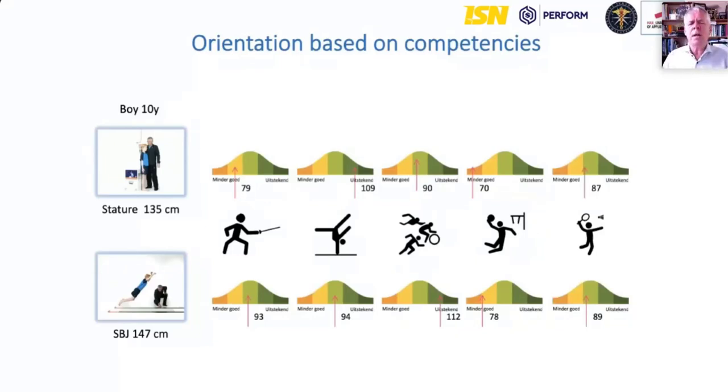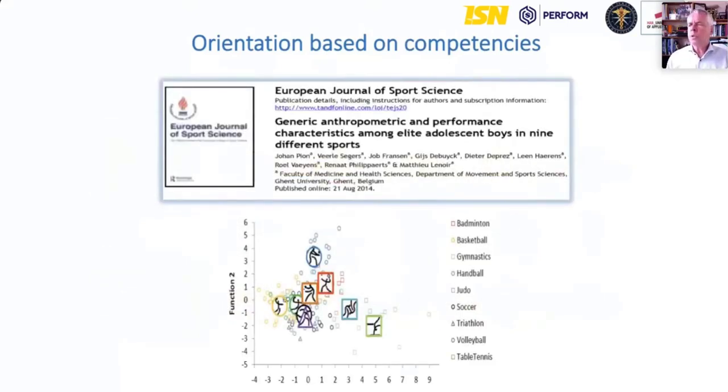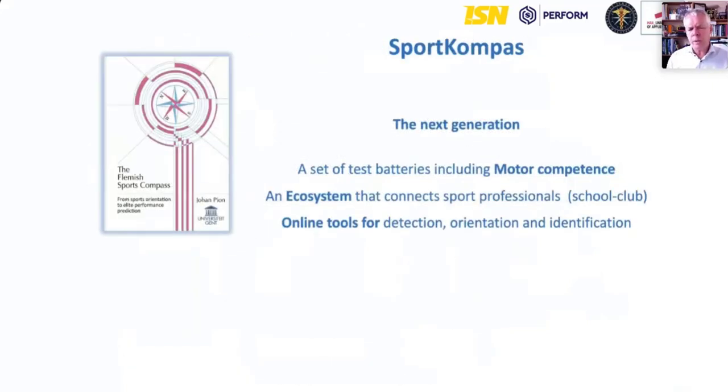This gives us an idea of profiling the children, and we don't do this only for those two tests, but we have a complete test battery with 15 tests that helps us to orient the children. So this was also published in the European Journal of Sports Sciences, and you see that we could extract those 9 sports with this research.